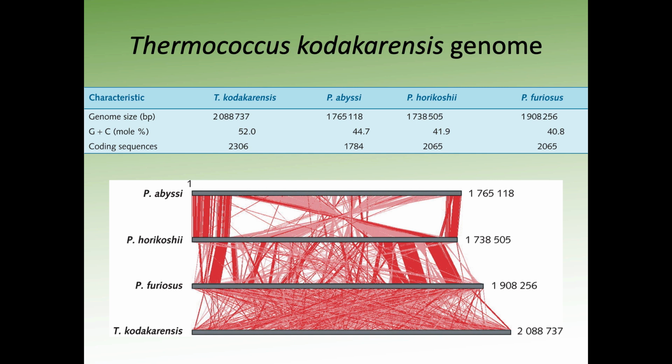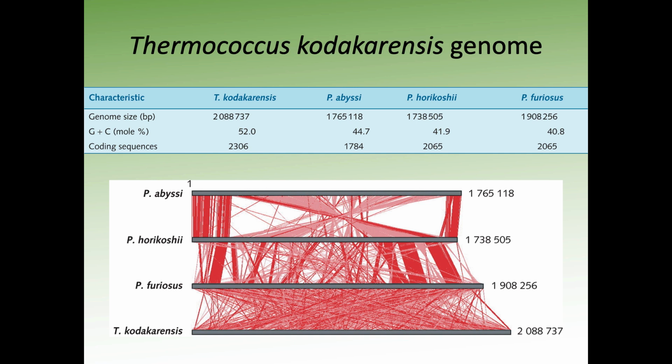These other species of Pyrococcus, basically: Pyrococcus furiosus, Horikoshii, and Abyssi. What we see here are genomes that are approximately the same size. Kodakarensis is a little bit bigger. We do see an increase in GC content, so perhaps this is indicative of the thermophilic nature of this organism.